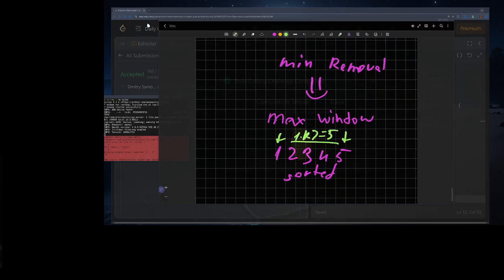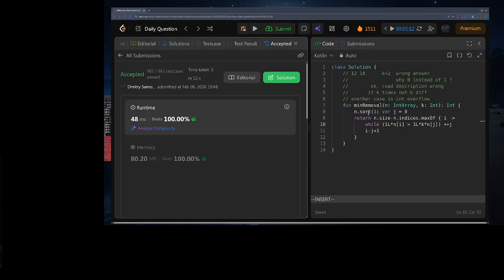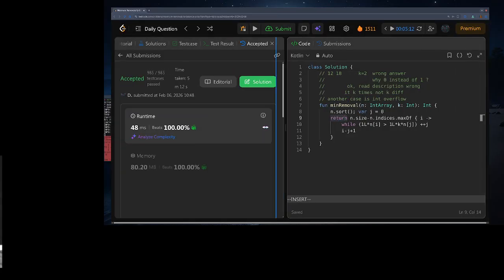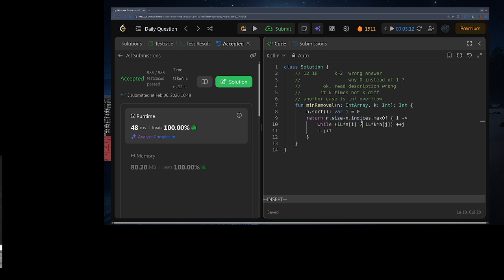Now let's look at my solution. I wrote it like this. So invert the problem, and the maximum window and minimum removals is the size minus maximum. And this is 2 pointers. I use the left pointer to slide the left side and always increment the right pointer. Now the second corner case is that integer overflows, so we have to convert them to longs.